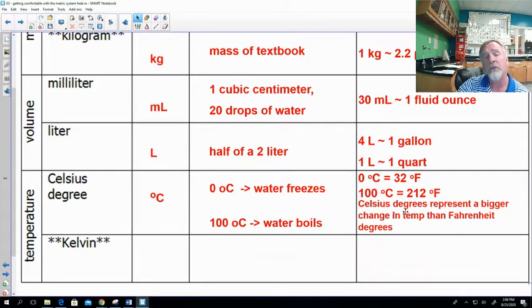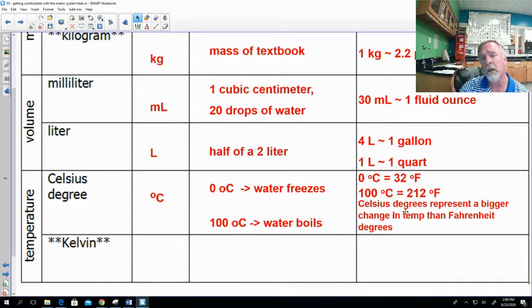Okay. And the last unit I want to talk about is Kelvin. You might have heard of this one before. We did talk about it in chemistry last year. In chemistry, we realized that to do some of our calculations, we couldn't use Celsius when we were doing gas laws and things like that because Celsius goes negative. That kind of screws up our calculations. So we have to shift that scale.